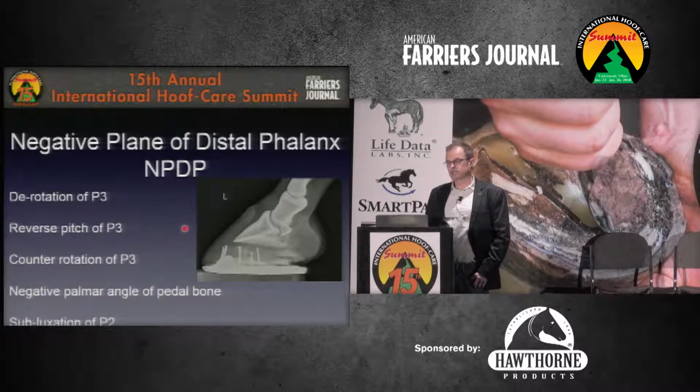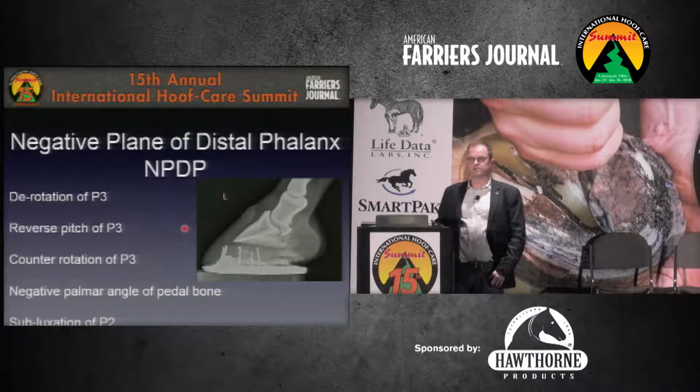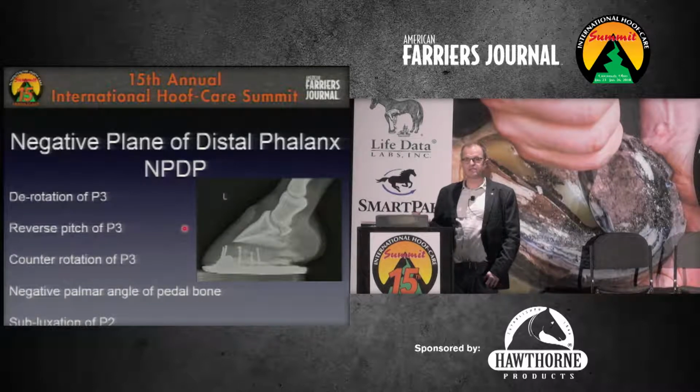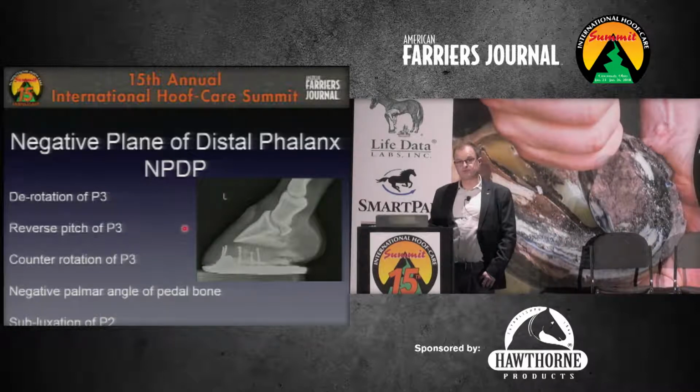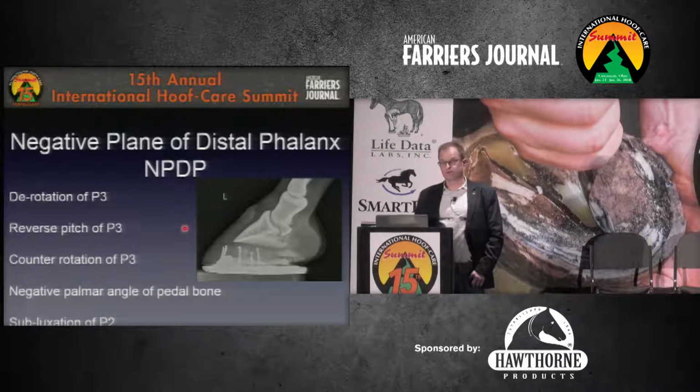Subluxation of P2, which I think sometimes we don't consider, that little bone, P2, and for me that's a really important part of this, the engagement of P2. And the subluxation of P2 is often a subsequent problem of negative palmar angle.